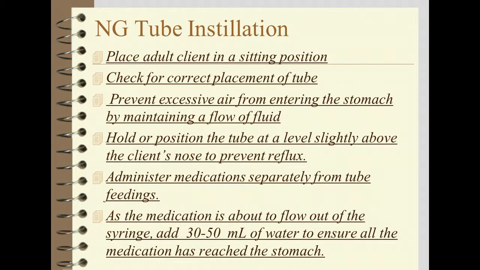If you have a patient who has a nasogastric tube, to give them medication via the NG tube, you would put them in a sitting position. You check for correct placement of the tube. You'll check placement with pH, and you know that it should be 4 or less. You'll check residual. You'll check the markings on the tube and also the nose.